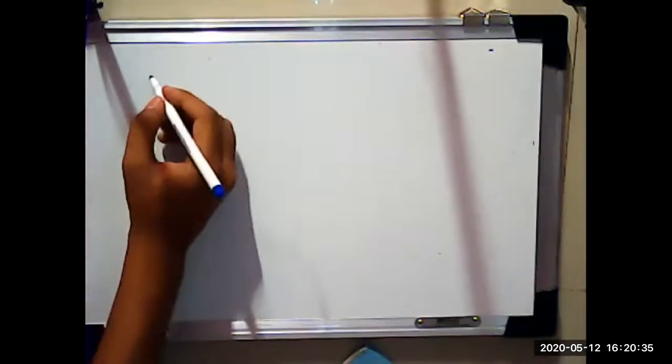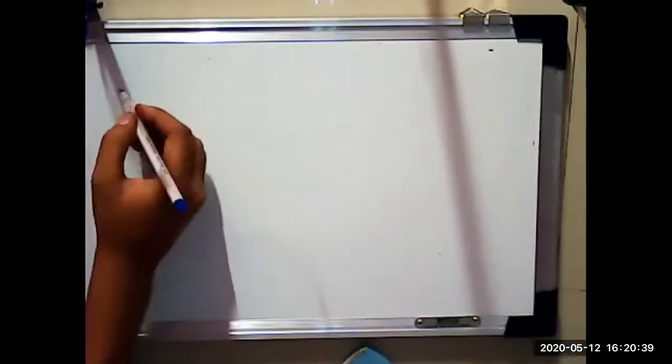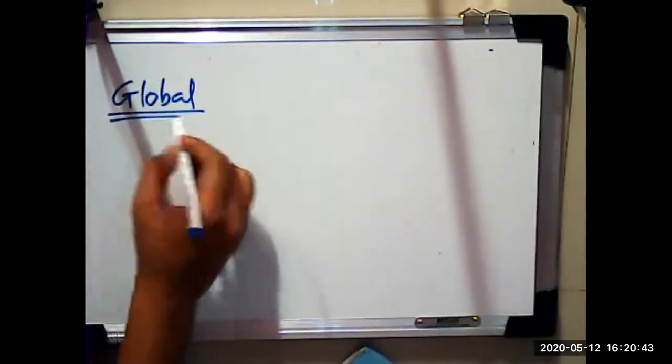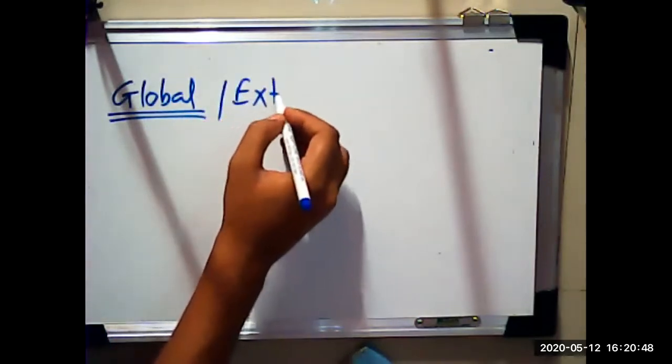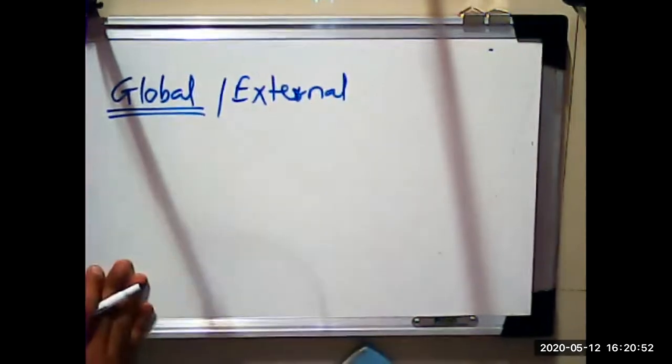Okay, so this is regarding your static variable, and the last storage class remaining. After completing this we will stop. The last one is the global. Okay, global, also known as the external.